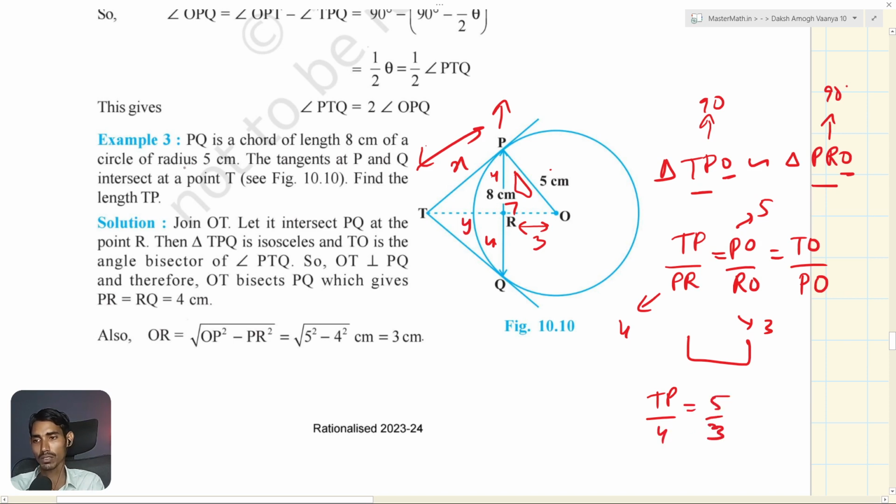Anyone has any doubts, misunderstanding, confusion, conflicts? So TP is going to be 20 by 3. This is our answer.